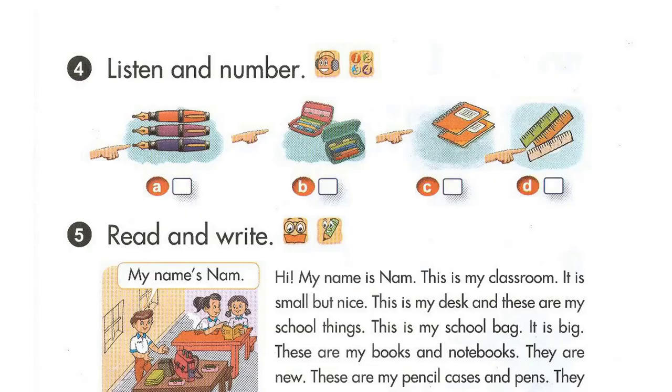Page 61. Lesson 2. Activity 4. Listen and number. 1. What colour are your pencil sharpeners? They're green. 2. What colour is your pencil? It's blue. 3. What colour is your school bag? It's black. 4. What colour are your pens? They're orange.